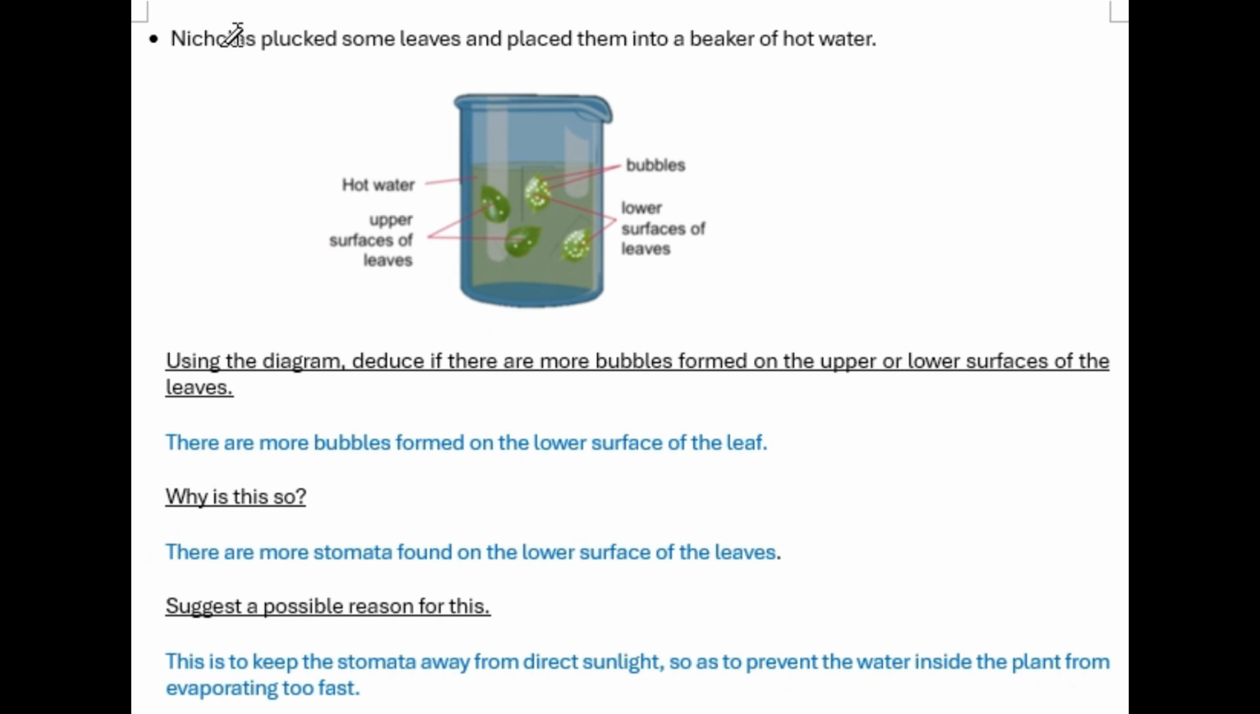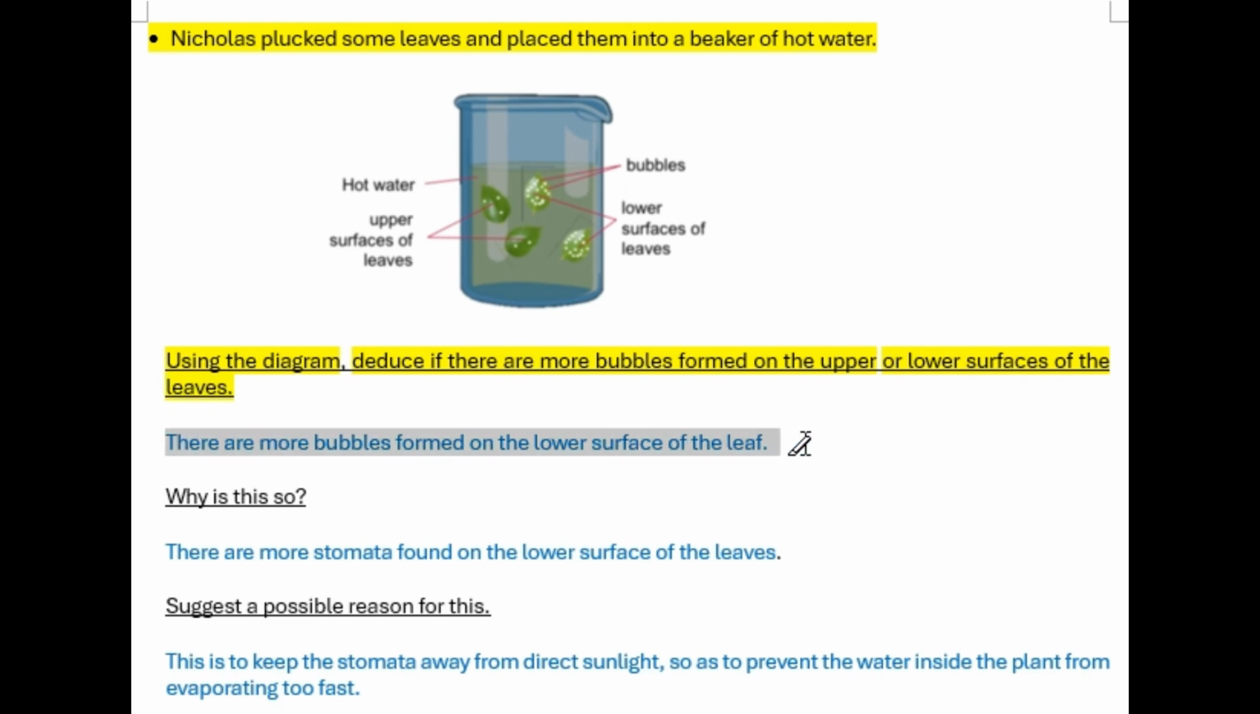Nicholas plucked some leaves and placed them into a beaker of hot water. Using the diagram, deduce if there are more bubbles formed on the upper or lower surfaces of the leaves. There are more bubbles formed on the lower surface of the leaf. Why is this so? There are more stomata found on the lower surface of the leaves.